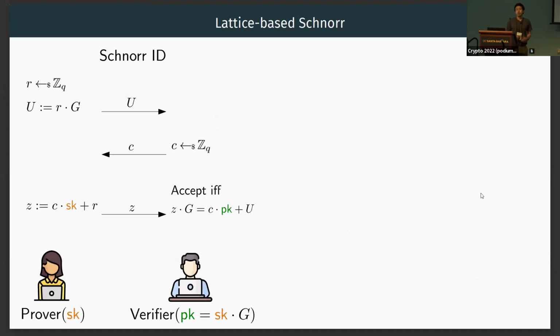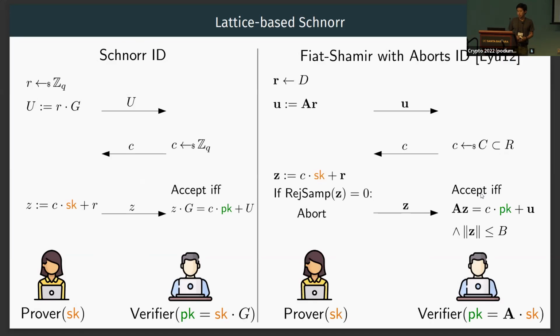In this work, we would like to construct a lattice-based multi-signature. Our starting point is the usual Schnorr-based identification scheme in the discrete log setting. Let's recall that in the Schnorr setting, the prover commits to randomness, and upon receiving some challenge, the prover responds with some value Z. Then the verifier checks this basic linear equation. Once you have Schnorr, it is well known that you can instantiate a similar identification scheme using lattices, which is often referred to as a Fiat-Shamir with aborts, originally proposed by Lyubashevsky.